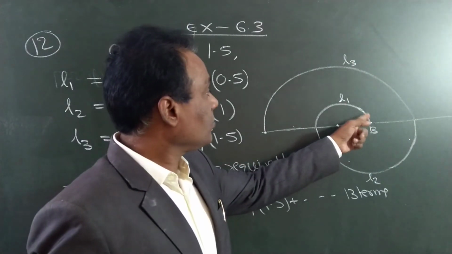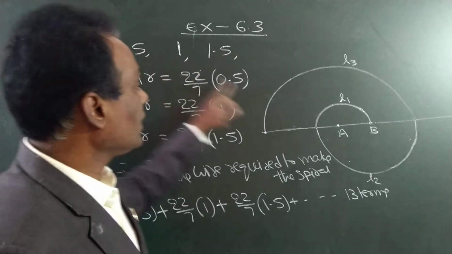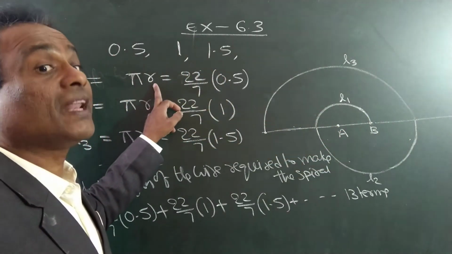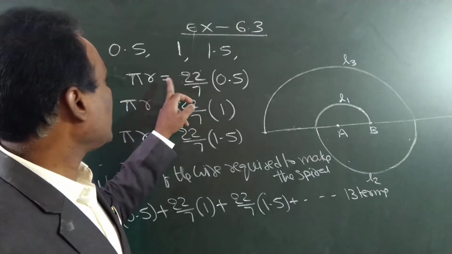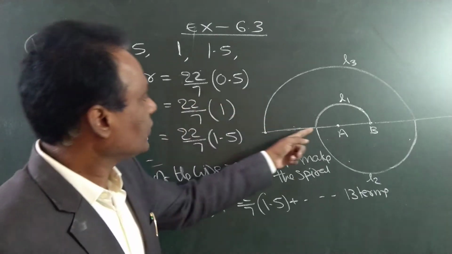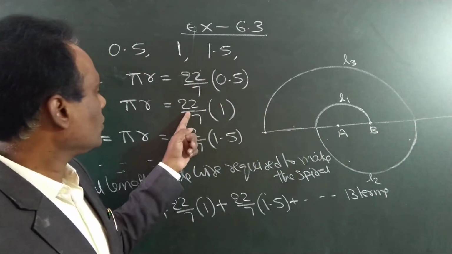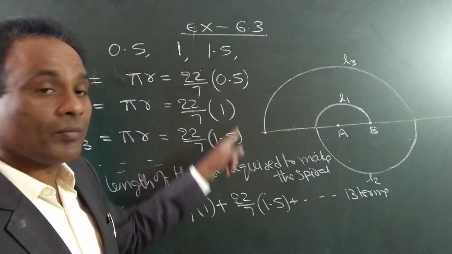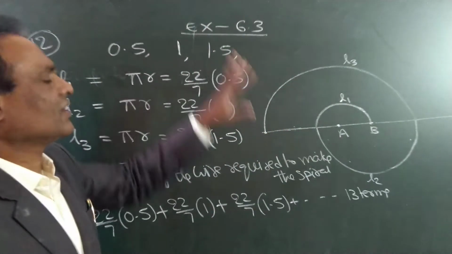There is a semicircle of radius 0.5. What is the length of the wire required? Pi into r, the perimeter of the semicircle. So pi into r, where pi is 22 by 7 and r is 0.5. Second semicircle, 22 by 7 into 1. Third semicircle, 22 by 7 into 1.5. Like that. Write some introduction. Write down.